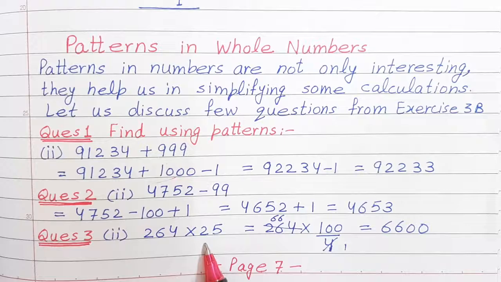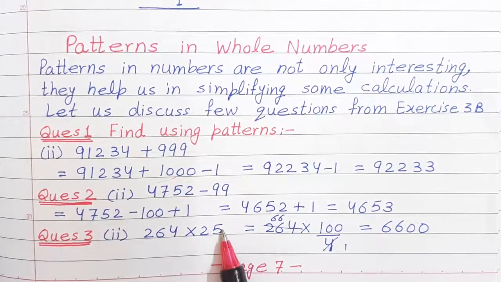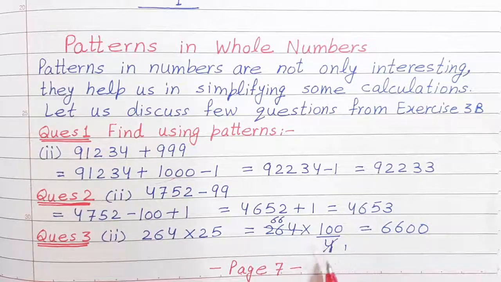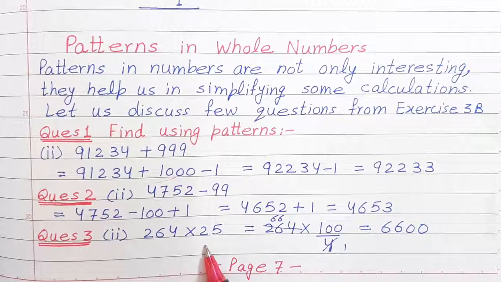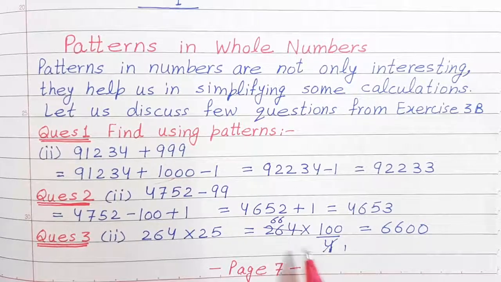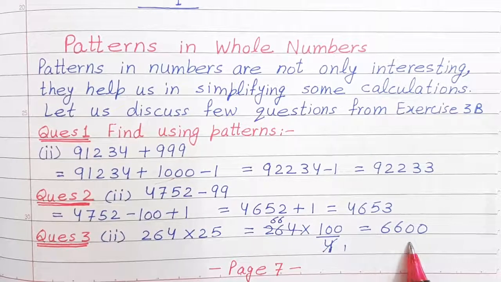Question number 3 is 264 multiplied by 25. Now what is 25? 25 4s is 100. So I can write this as 100 upon 4. Instead of 25, I can write 100 upon 4. Now after cancelling the terms, the answer is 6600.